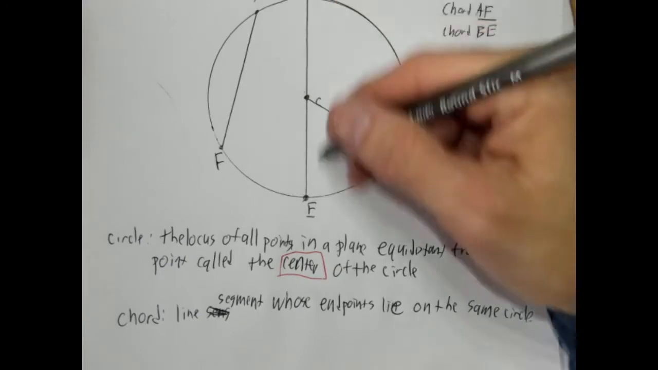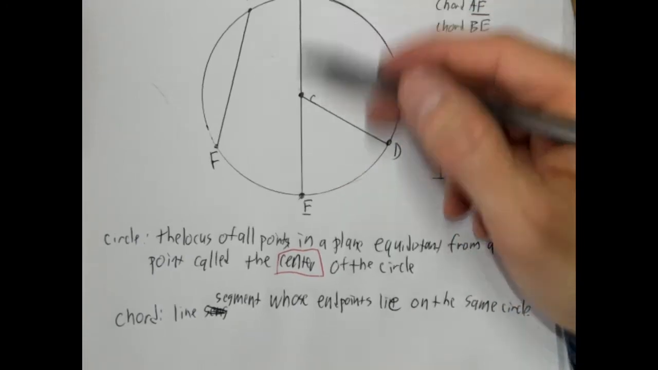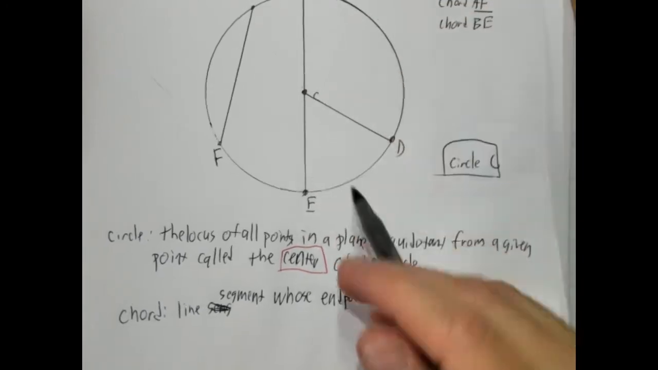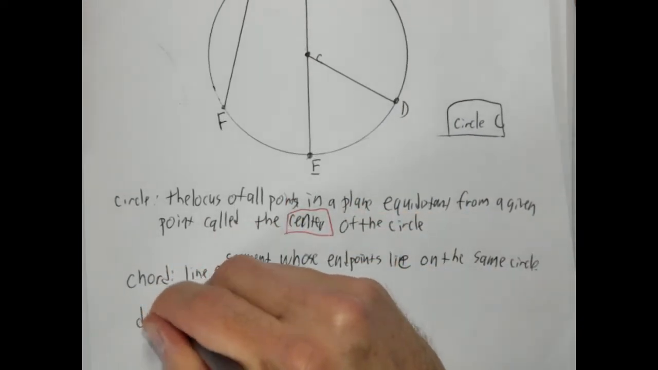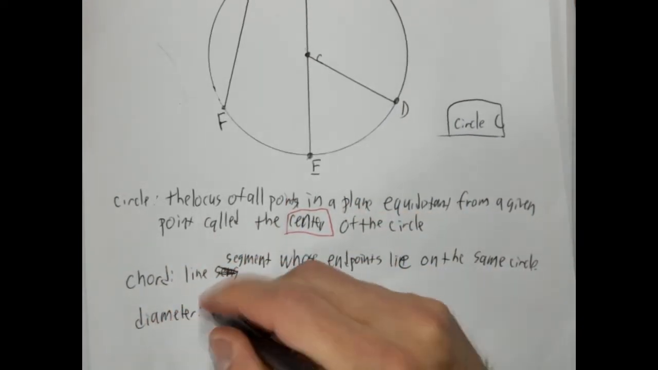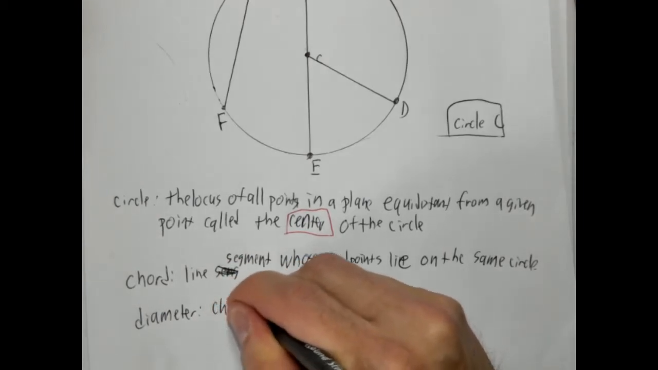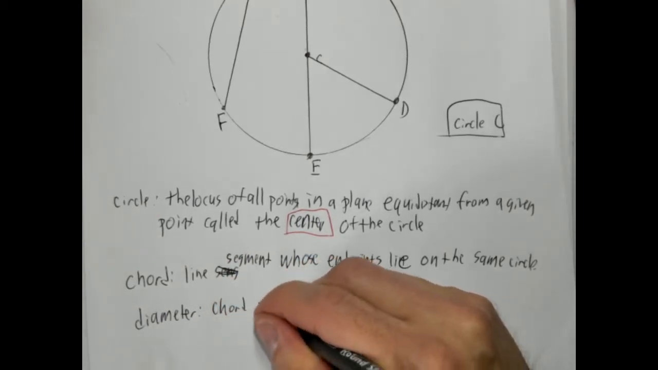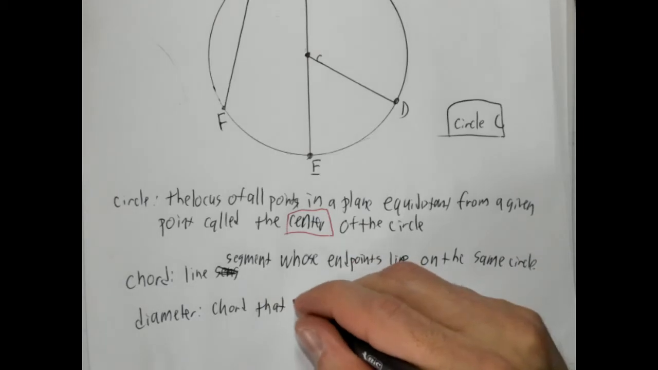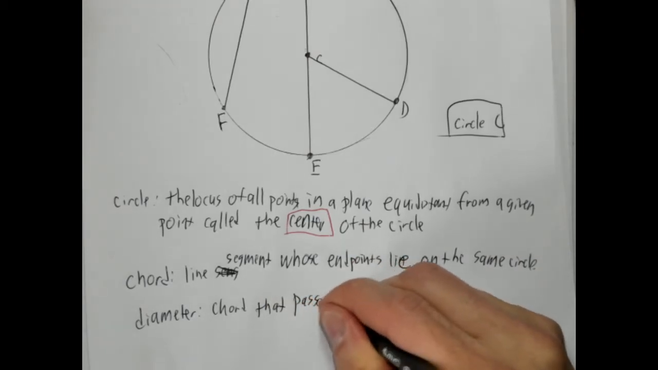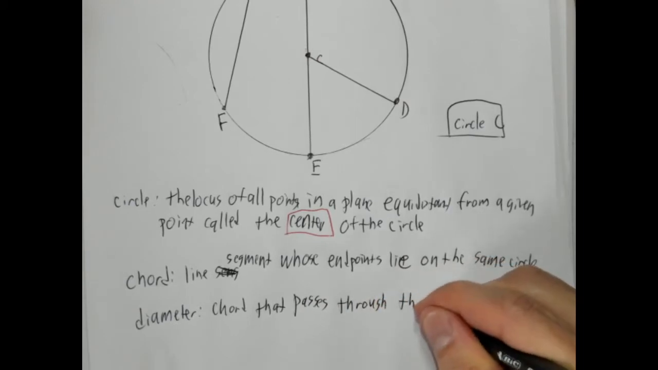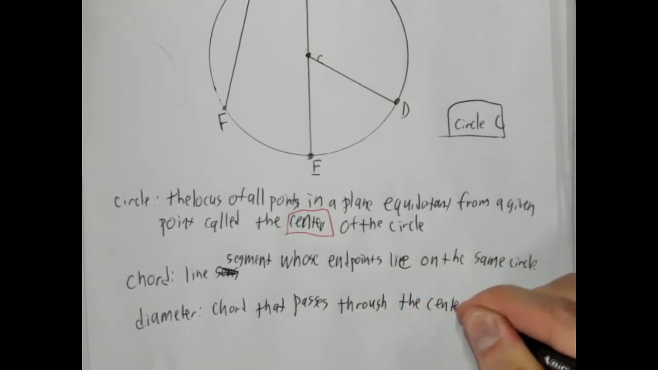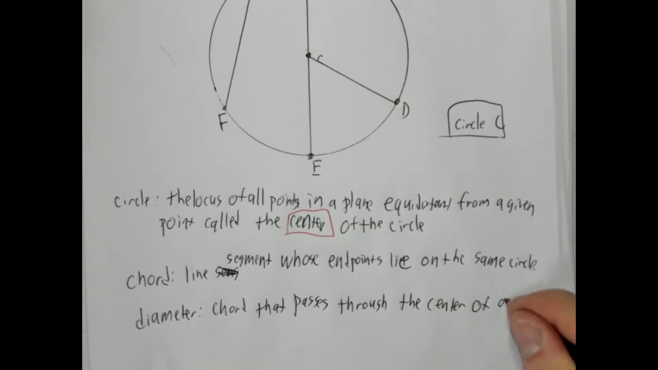BE is a special kind of chord though, because it goes through the center, so we're going to call that the diameter. Let me go ahead and write that down here for you. Diameter: a chord that passes through the center of a circle.